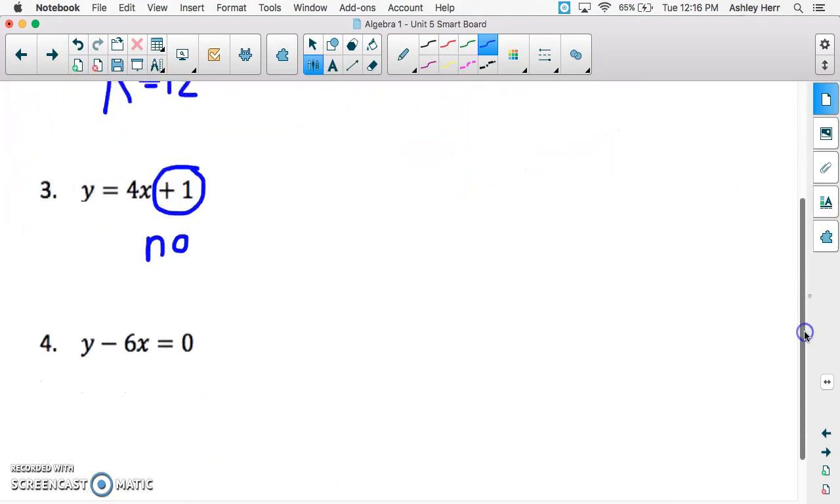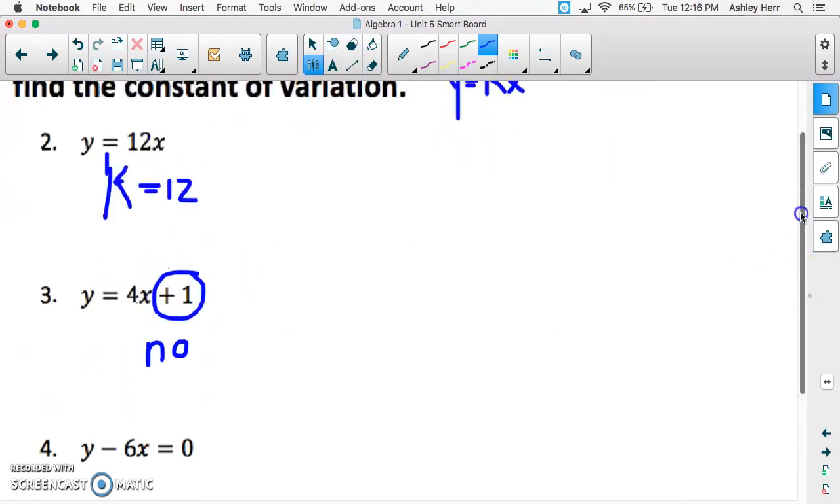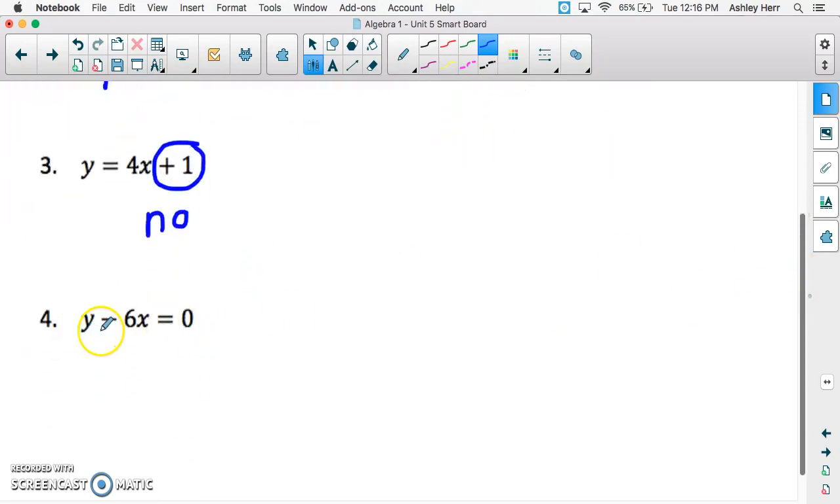Okay, number 4 is this direct variation. First, let's solve for y. The previous two were already solved for y for us, so let's solve for y on this one. To get y by itself, I add 6x on each side. Then I get y is equal to 6x.